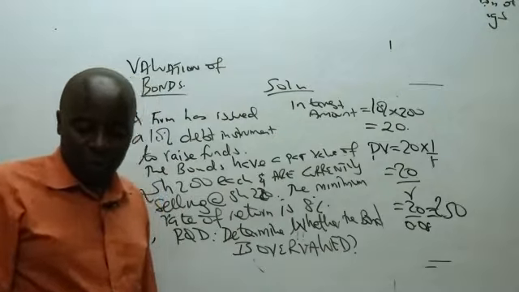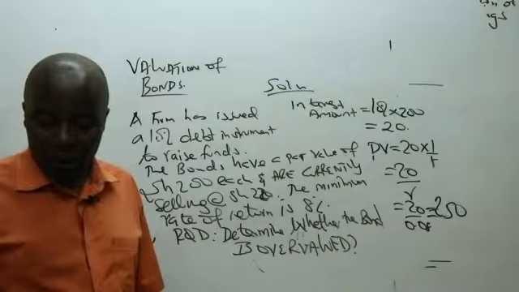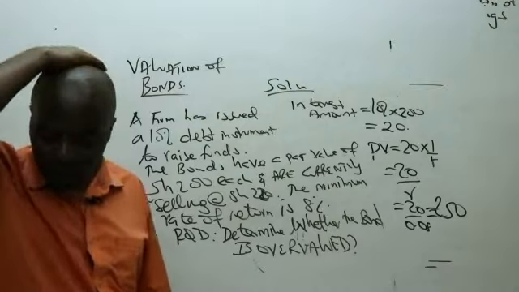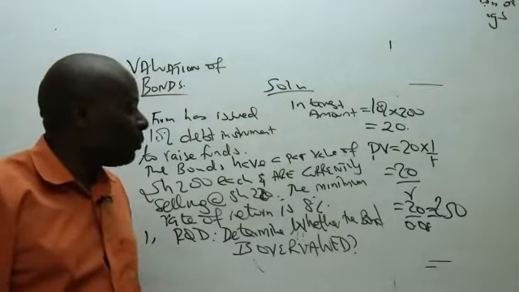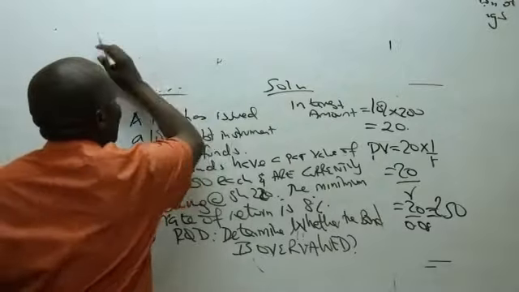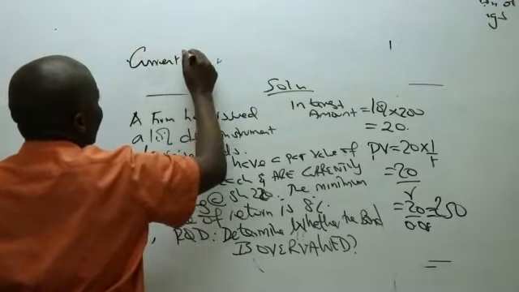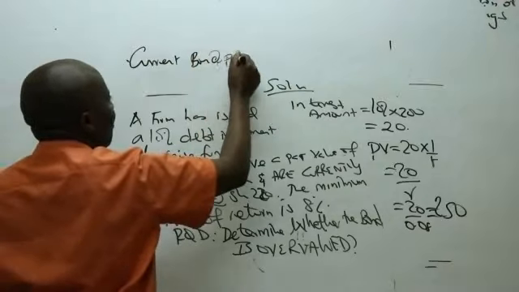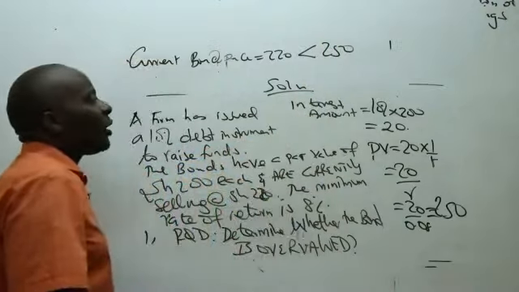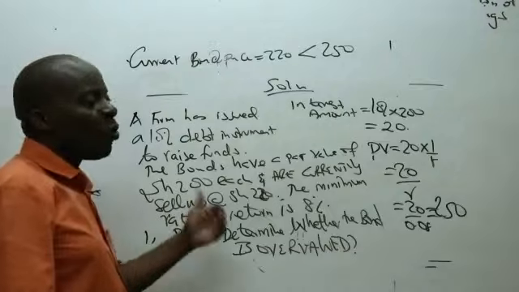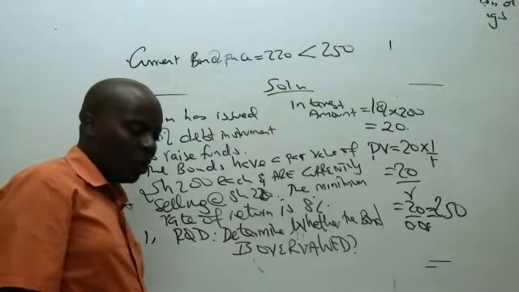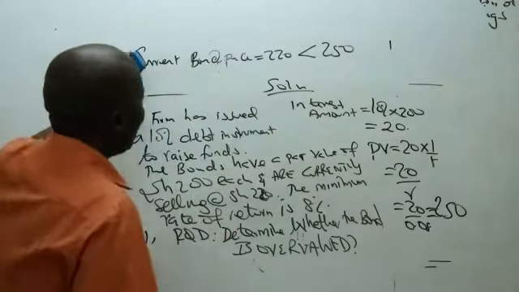Given that I have the intrinsic value, the next thing, ladies and gentlemen, will be for us to say whether they are undervalued. What is happening? Currently, these bonds are being sold for 220. So the current bond price is 220, which is less than their truthful value. Ladies and gentlemen, meaning that our bonds are what here? They are undervalued.